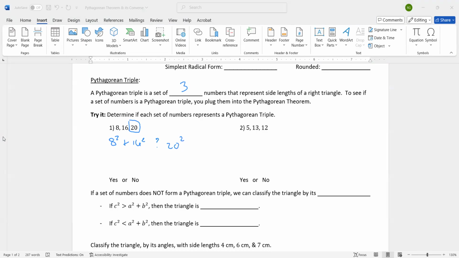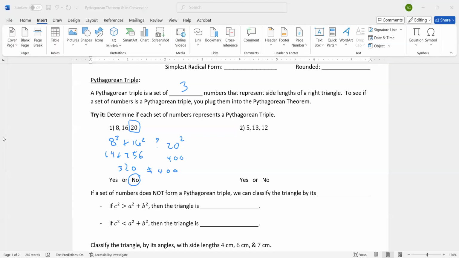8 squared is 64. 16 squared is, sorry, 256. So 64 plus 256 is 320. 20 squared is 400. Does 320 equal 400? It does not. So my conclusion is no, this is not a right triangle. This is not a Pythagorean triple. Okay. Next one. Try it yourself. See what you think.